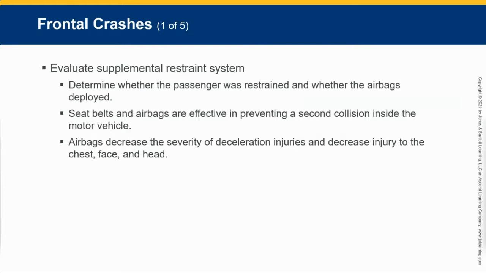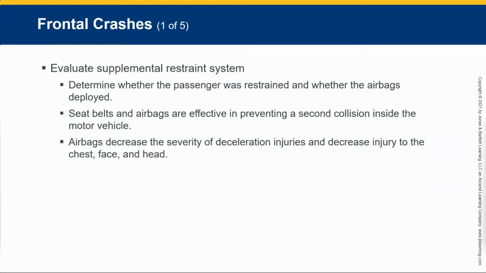So, frontal crashes. First thing we're going to do is we're going to evaluate the restraint system. Was the patient wearing their seatbelt? Did airbags deploy? Seatbelts and airbags are effective in preventing that second collision inside a motor vehicle, but it doesn't mean that they prevent all injuries. Seatbelts can actually decrease the severity of the third collision, because the body is not allowed to travel at a rate of speed for a prolonged period of time during the second collision. And remember, the second collision is the body striking the inside of the vehicle, where the third collision is the organ striking the inside of the body.